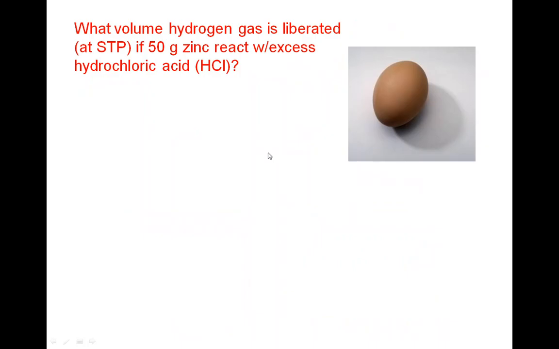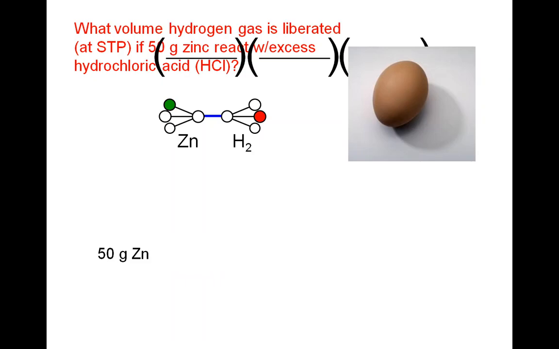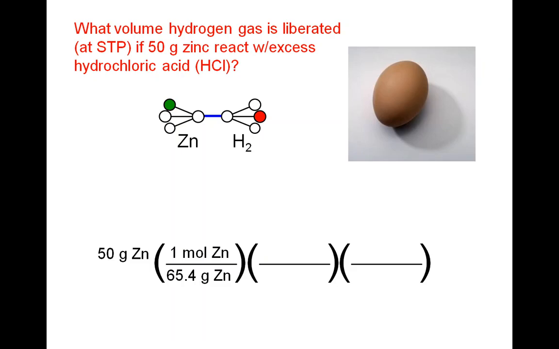All right. What volume of hydrogen gas is liberated at standard temperature and pressure if 50 grams of zinc react with excess hydrochloric acid? Now, first thing we need here is a balanced chemical equation. So I'm going to build you one real quick. Well, I guess I'm not. We're going to change grams to moles real quick. But we need a balanced chemical equation.